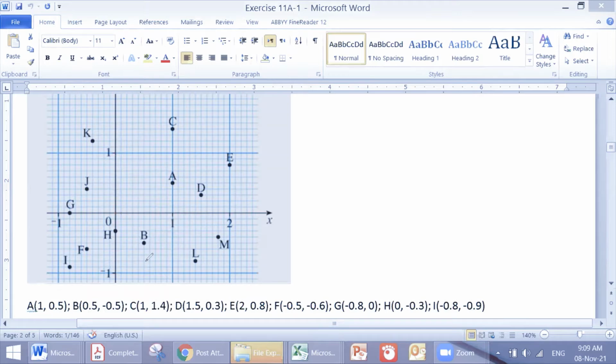So for example, this is point A. I want to find its coordinate. So it is exactly on point 1. As you can see, it is exactly on point 1. But here, if I look at the y-axis, its y-axis value is 0.1, 0.2, 0.3, 0.4, and this value is 0.5. So that's why I write here 1 and 0.5.